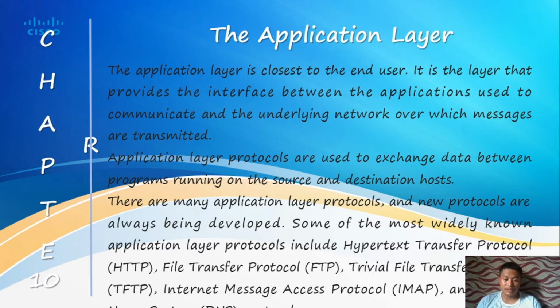Application layer protocols are used to exchange data between programs running on the source and destination host. There are many application layer protocols, and new protocols are always being developed. Some of the most widely known application layer protocols include Hypertext Transfer Protocol.